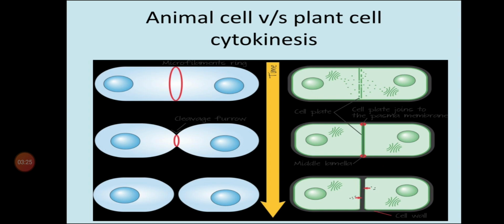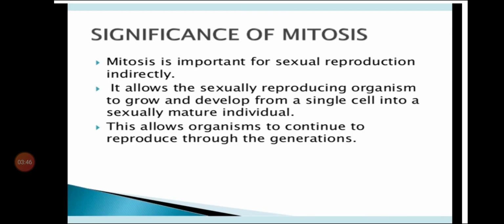So, you have to remember this, students. In an animal cell, there is a furrow formation that deepens and ultimately two daughter cells are formed. And in a plant cell, there is a cell plate and that cell plate divides the cell into two daughter cells. So here we complete the process of mitosis. At the end of cytokinesis, we are getting two daughter cells.